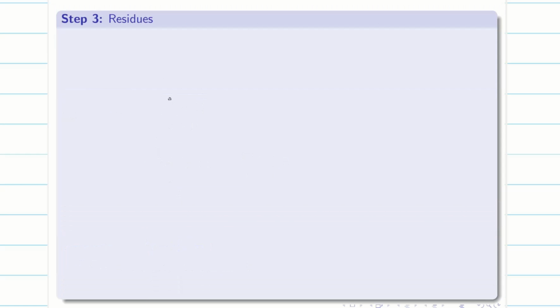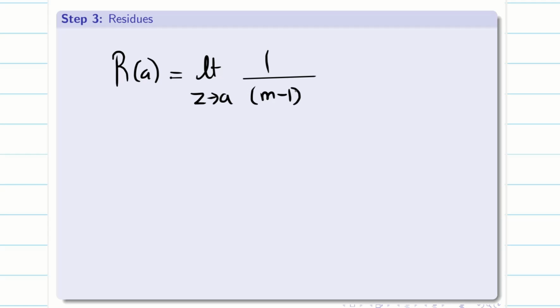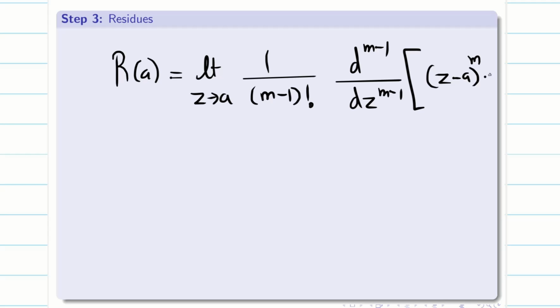Step 3, we have to find the residue. If A is a pole of order m, then the formula is limit z tends to A, 1 by (m minus 1) factorial, d power m minus 1 divided by dz power m minus 1, of (z minus A) whole power m into z power n minus 1 capital F of z. So either you can write this first or this, both are correct.